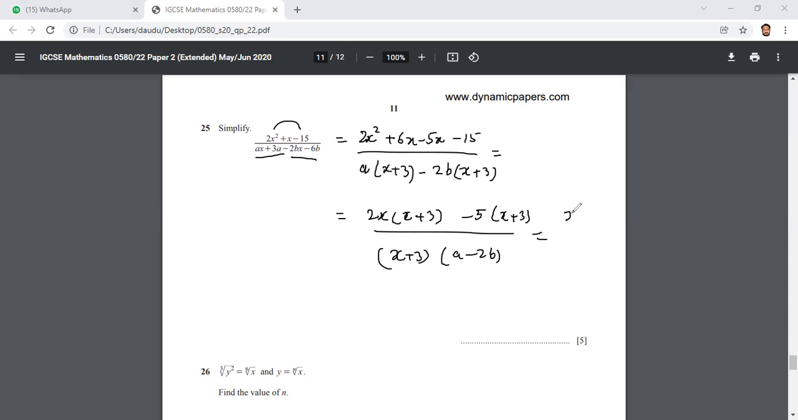We do one more step, so x plus 3, and here we have 2x minus 5, over x plus 3, a minus 2b. So we can cancel x plus 3, x plus 3, and the last answer is 2x minus 5 over a minus 2b. I hope you get it. So we move next.